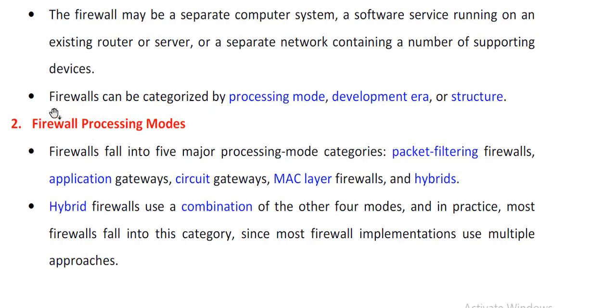So there are many ways to categorize firewalls. They can be categorized by the processor mode, or by which layer they use in the OSI model. They can be categorized by their development era, based on the time when the firewall was developed, or by the structure of the firewall.